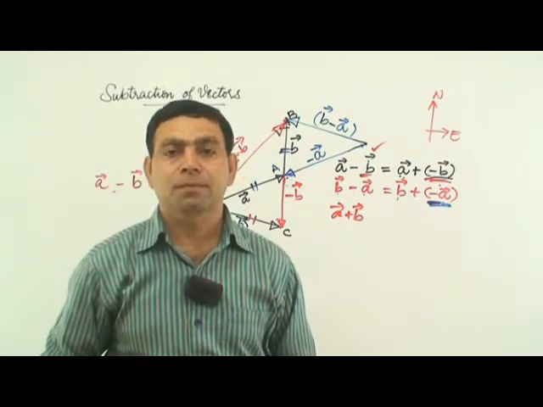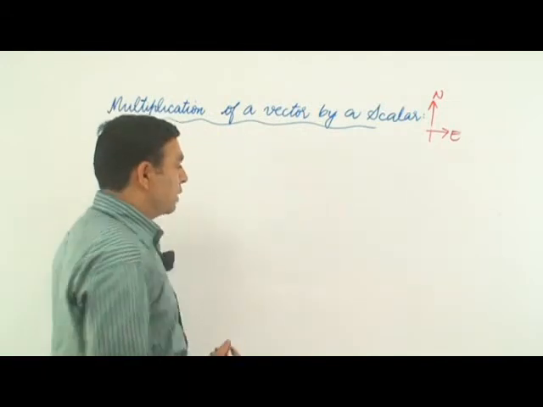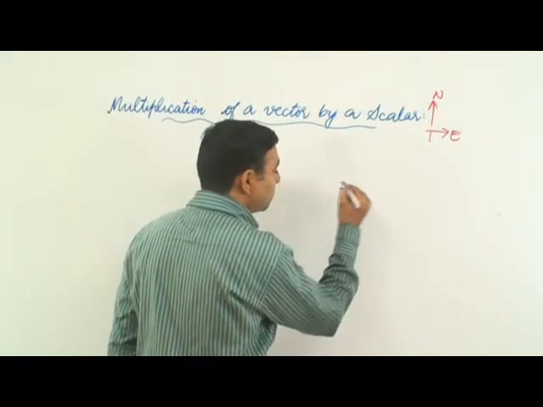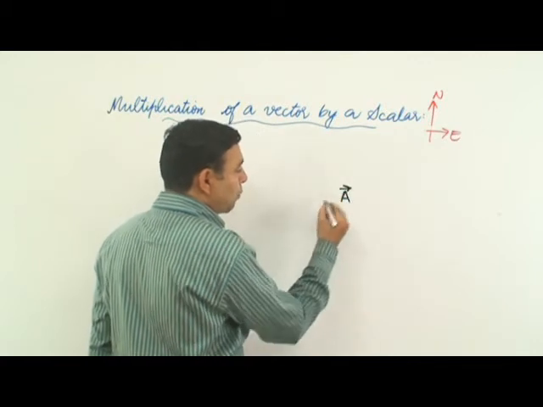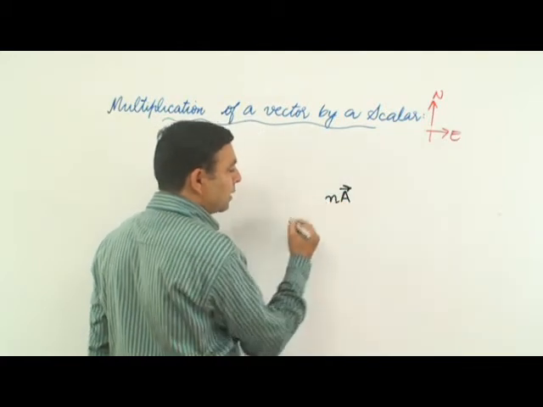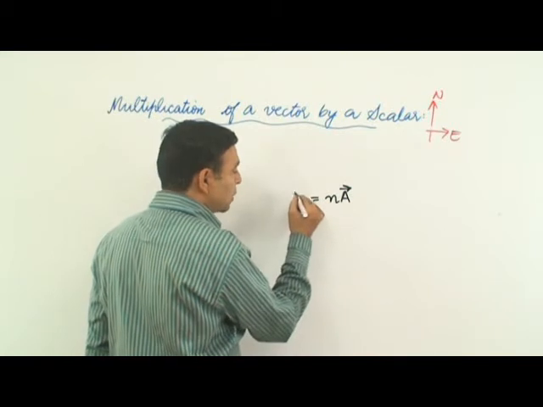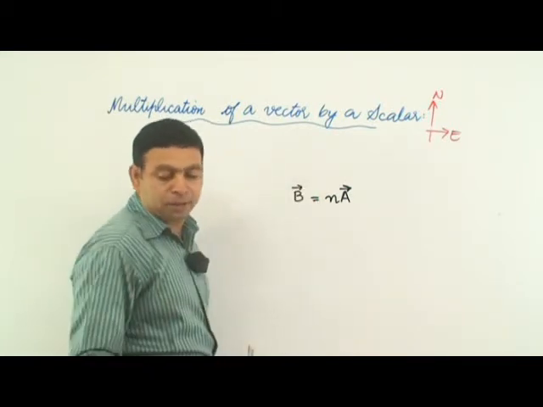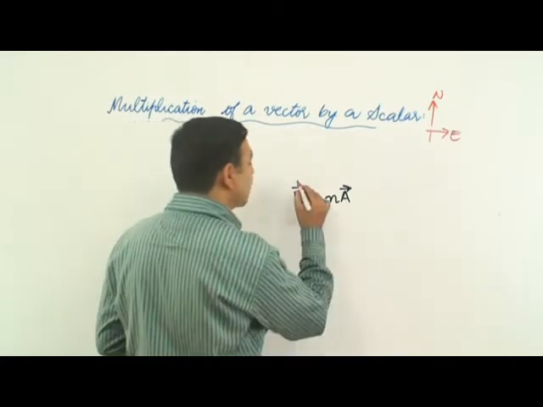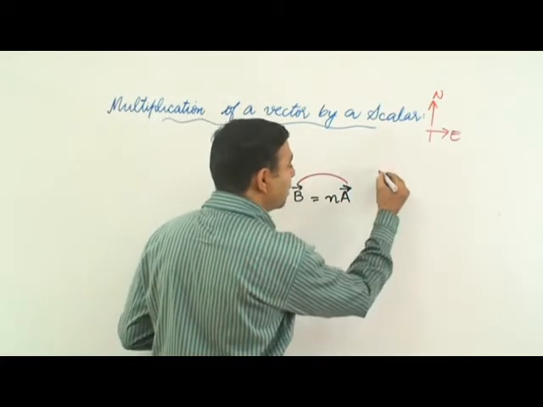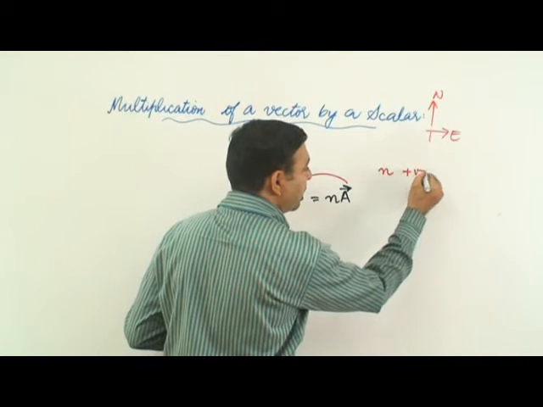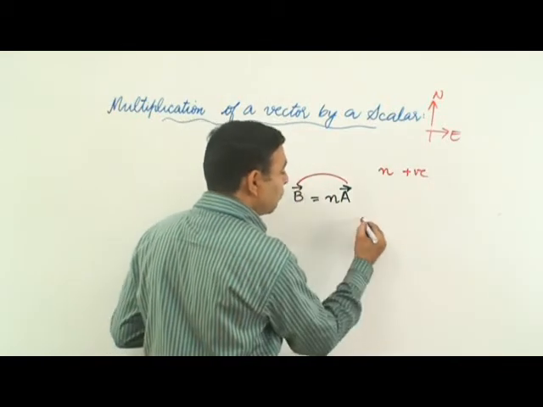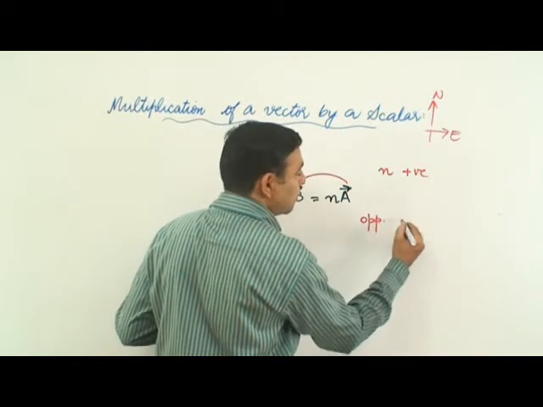Let us now consider multiplication of a vector by a scalar. Suppose this is vector A. If we multiply this vector by some scalar n, what do you get? We can show easily you get another vector B, and in fact both vectors will have the same direction if n is a positive scalar, and A and B will have opposite direction if n is a negative scalar.